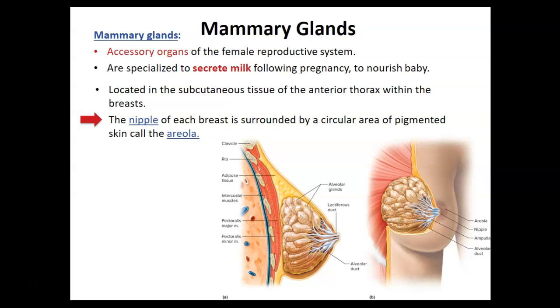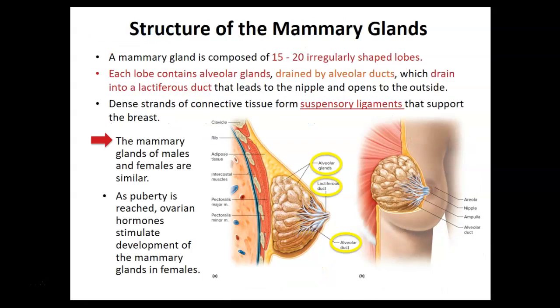So mammary glands are located in subcutaneous tissue, basically at the front of the body in the anterior thorax, so that's the front chest of the body within the breast region. There is a nipple, which is the point of expulsion of the milk out of the woman's body to a suckling infant. And then there's an area of pigmented skin that encircles the nipple called the areola.